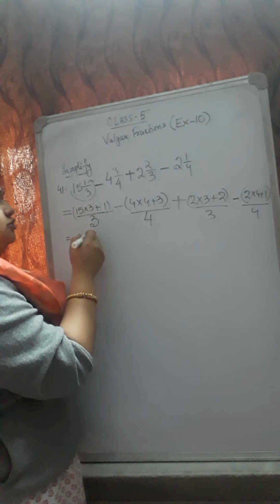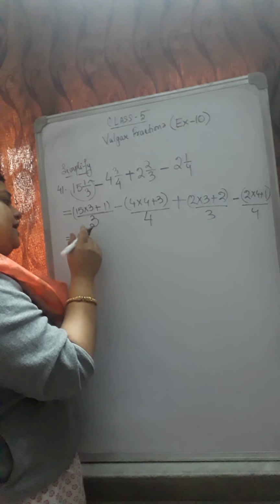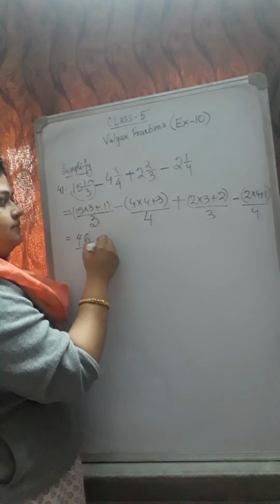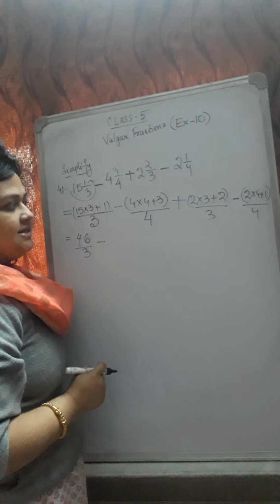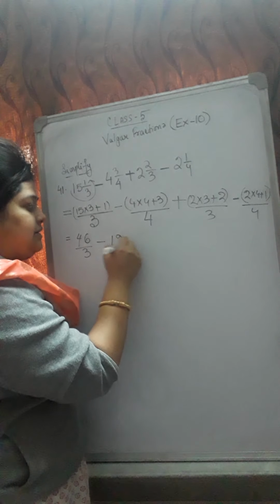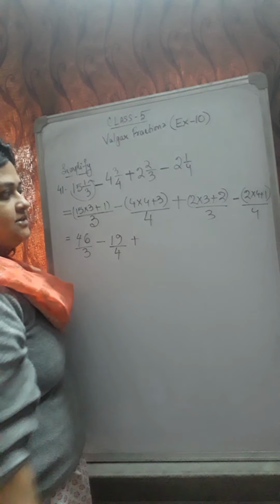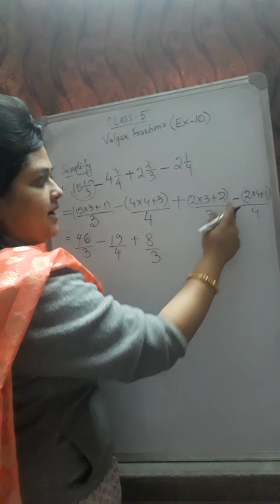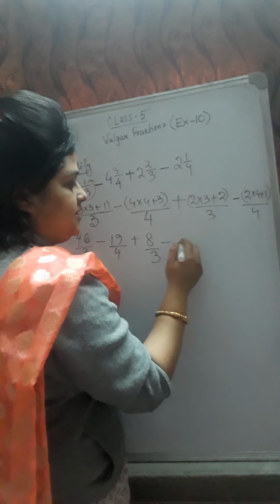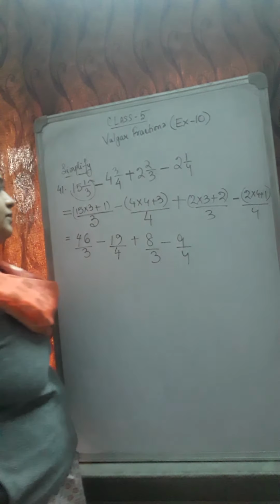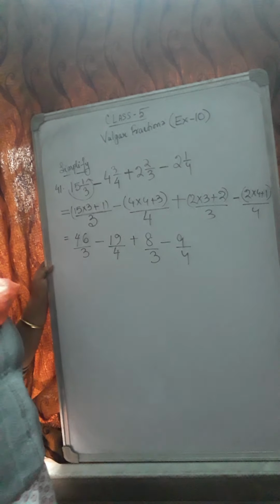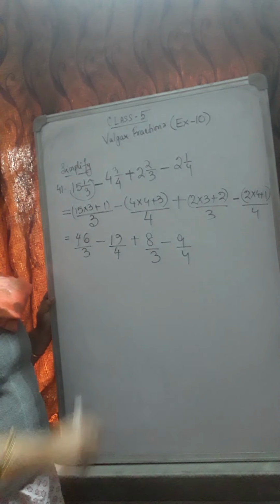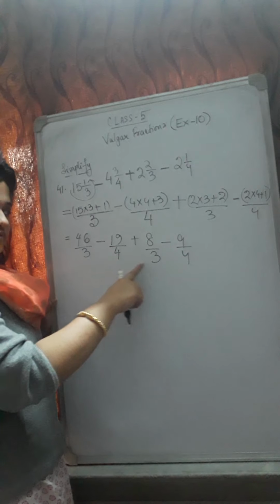This is 45 plus 1, 46. I am straight away writing it: 46 by 3, minus 4 4s are 16 plus 3, 19 by 4, plus 2 3s are 6 plus 2, 8 by 3, minus 2 4s are 8 plus 1, 9 by 4. Now you can see one thing over here, that we have got improper fractions, and you can see the denominators are different.